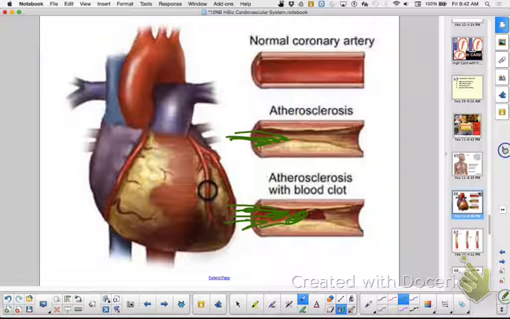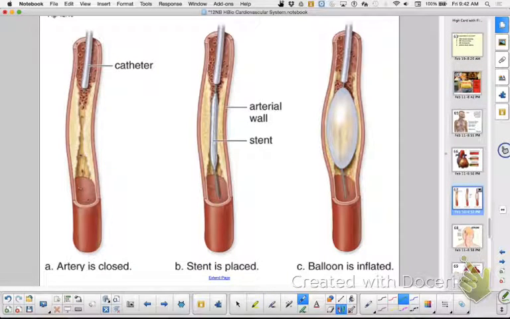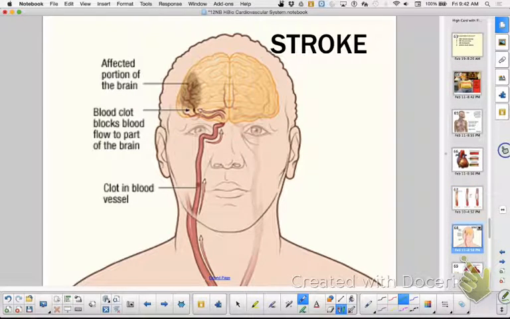So in atherosclerosis, you have plaque buildup on arterial walls. Here, let me show you this first. Sometimes they put a stent in to try to open that up a little bit. A stroke is when a portion of your brain dies, either due to a blood clot or a burst blood vessel. A portion of your brain dies.